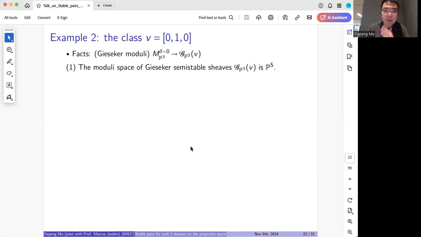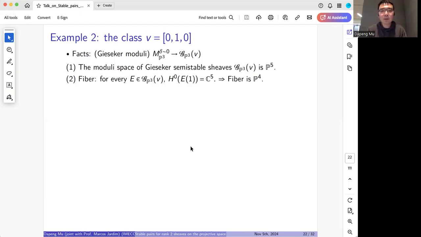I think I'll just state the result, but skip some proofs. The moduli space of Gieseker semistable sheaves, in this case for this class, is a P5. You can compute that there are no sections for E of this class. But when you twist the sheaf by 1, there are some sections. In this case, the space of sections is C5, so this fibration over the Gieseker moduli has fibers P4.